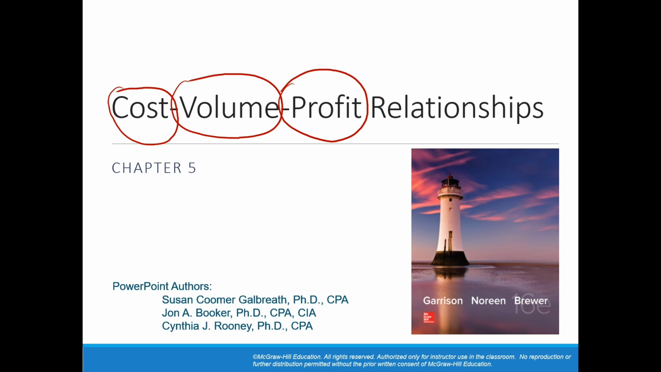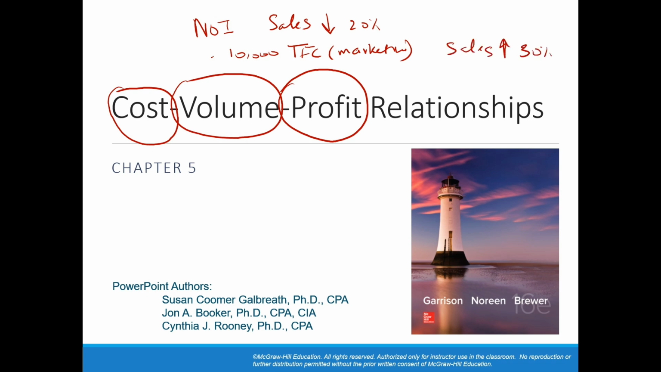By the end of this chapter, we will be able to answer questions such as what happens to my net operating income if a competitor enters the market and my sales drop by, for example, 20%, or if I pay an additional $10,000 in my total fixed expenses as marketing expenses, and this is expected to increase my sales by let's say 30%. So should I go for this or not? What impact does it have on my net operating income?